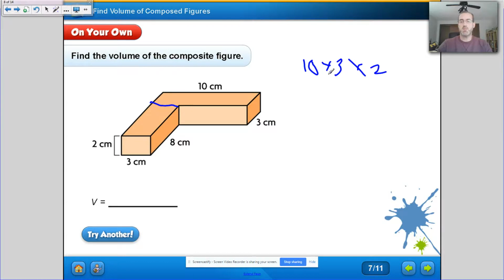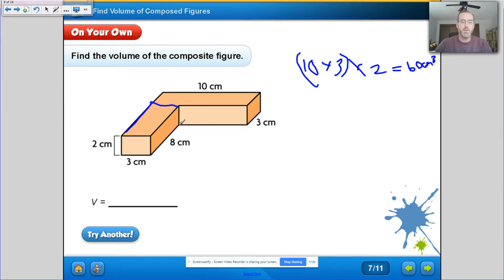So we've got 10 times 3, which is 30. 30 times 2 is 60. So we do the order of operations, right? So 60 for this piece, centimeters cubed. Now it matters. The measurements matter. We're not doing inches this time. We're doing centimeters. Much smaller, right? So now I have this piece here to contend with.